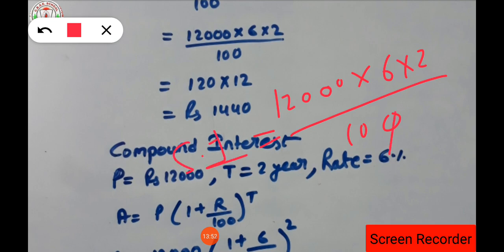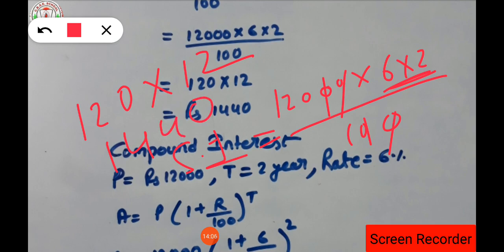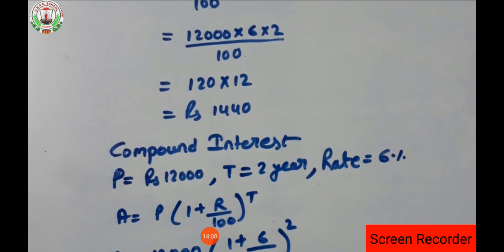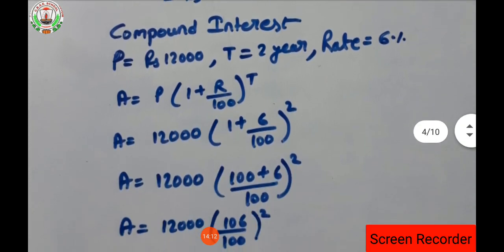Now the 2 zeros from the numerator and denominator will get cancelled, isn't it? Now 6 2s are 12. Then 120 into 12 will be how much? 1440. So this is the simple interest value we have. Clear everyone? Next part of the question says that we have to find the compound interest, isn't it?